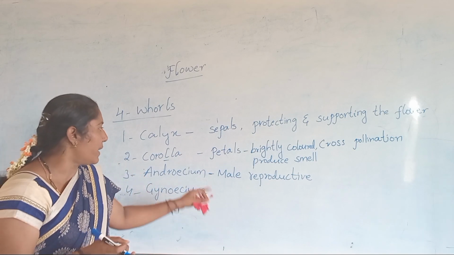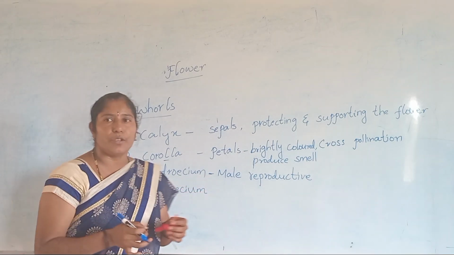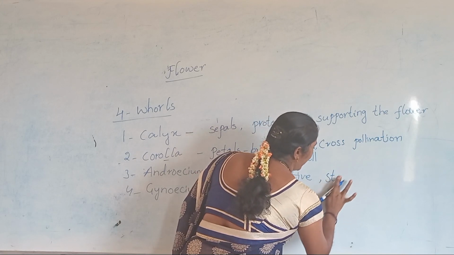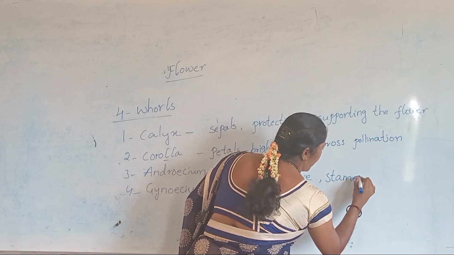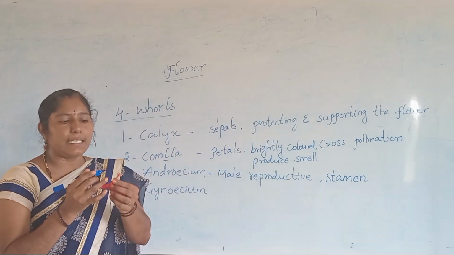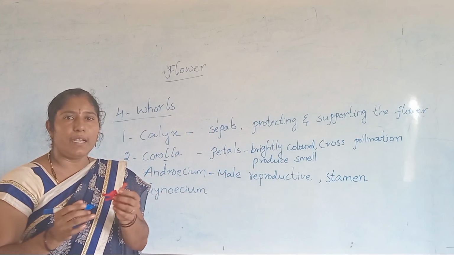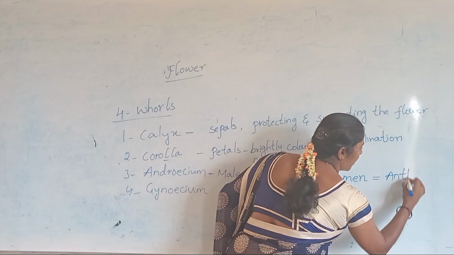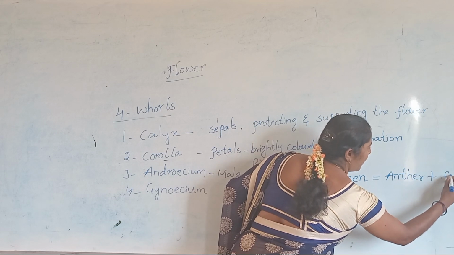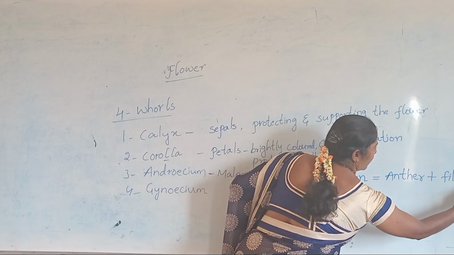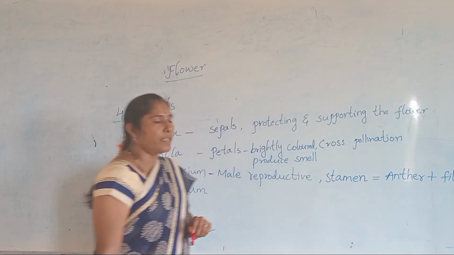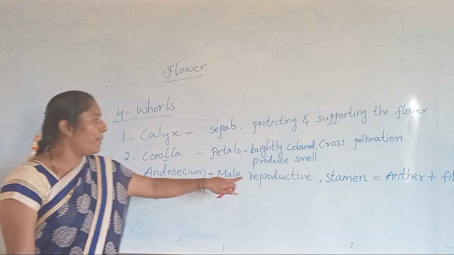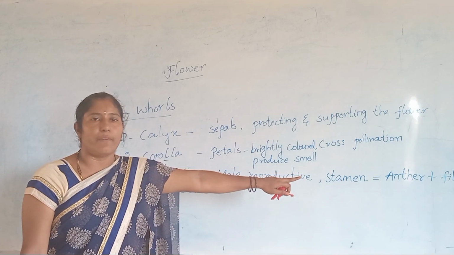Androecium consists of stamens. What does androecium consist of? Stamens. Androecium is the main reproductive part of a flower. Each stamen has a filament and an anther. Each stamen consists of anther plus filament. And androecium is the male reproductive part of a flower.